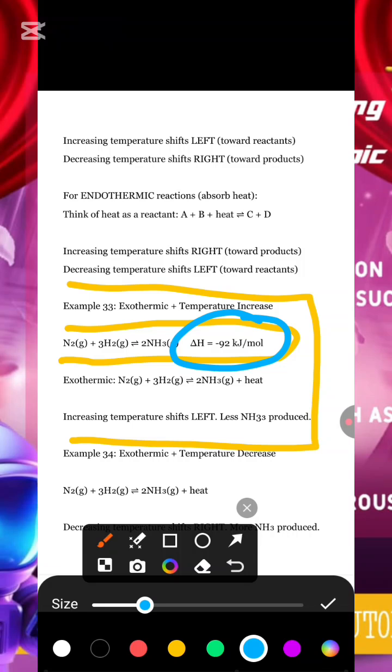Okay, now let me use another analogy to explain this so that it will stick very well to your head. Now imagine that you are in your room. Let's say the room is very, very hot. You are just there. You are sweating. Remember that exothermic reaction is giving off heat.